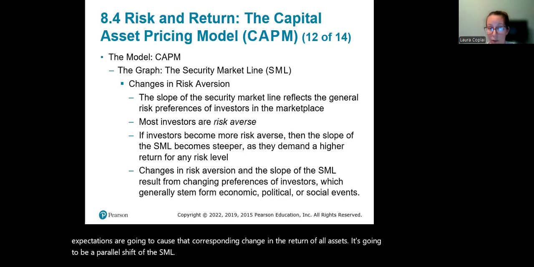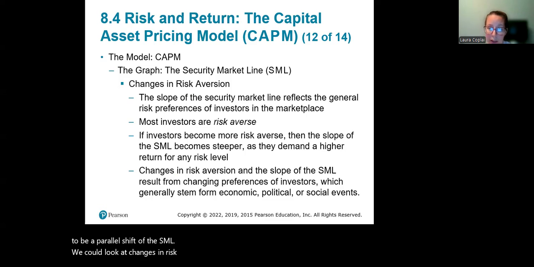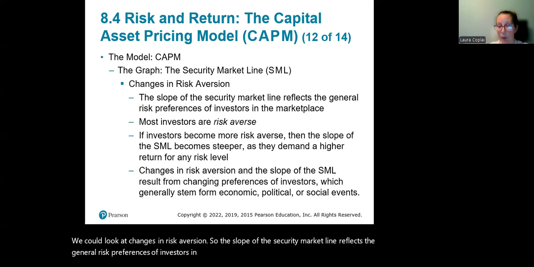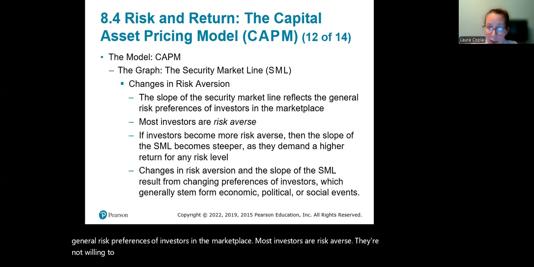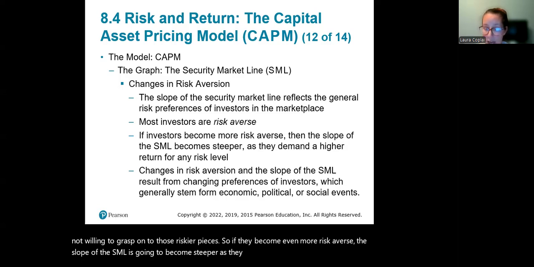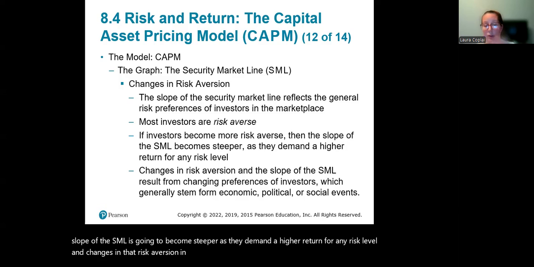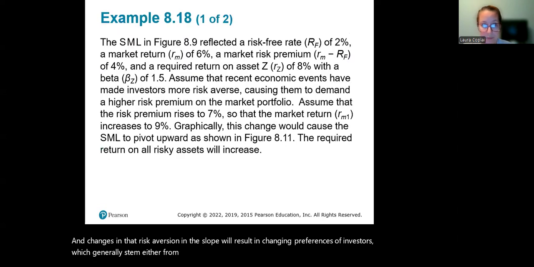We could also look at changes in risk aversion. The slope of the security market line reflects the general risk preferences of investors in the marketplace. Most investors are risk averse. They're not willing to grasp onto those riskier pieces. So if they become even more risk averse, the slope of the SML is going to become steeper as they demand a higher return for any risk level. Changes in risk aversion and the slope result from changing preferences of investors, which generally stem from economic, political, or social events.